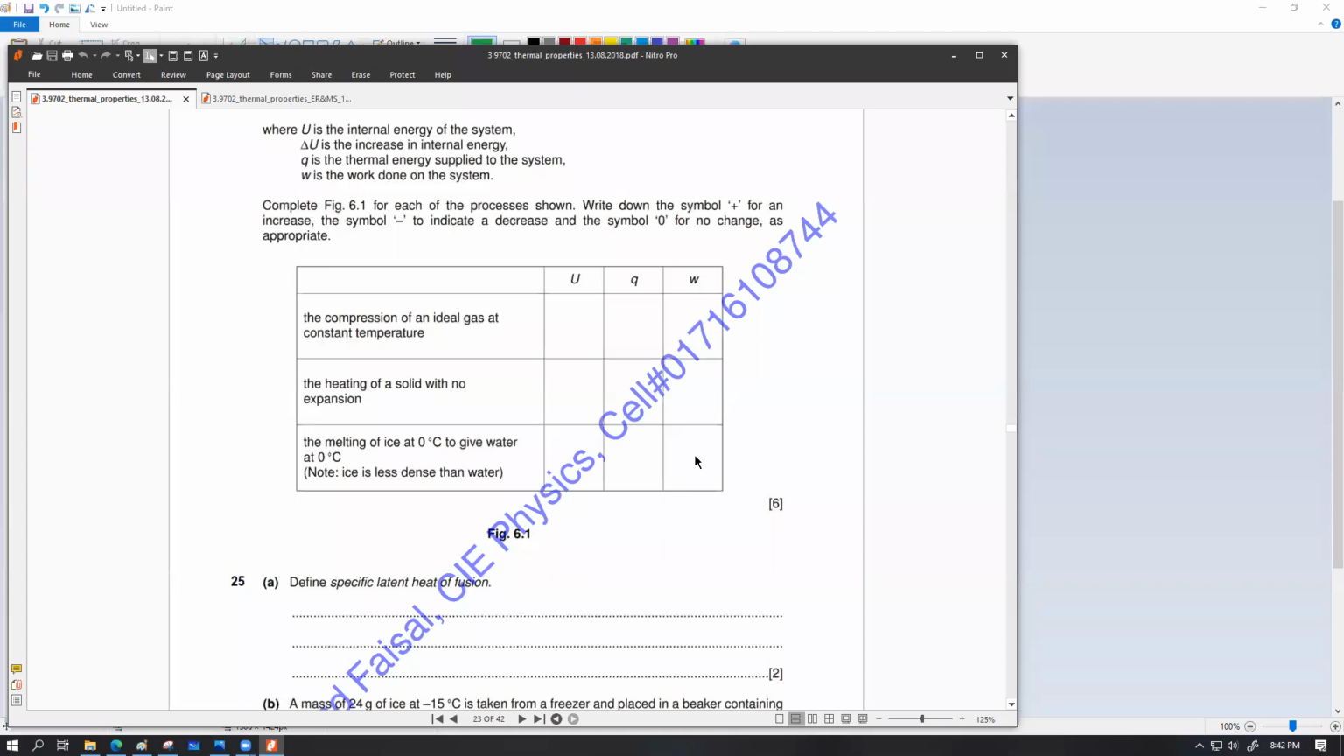0 was given, because they are assuming that whenever melting of ice at 0 degrees to give water happens, no external work would be done, either on the environment or from the environment. So W was considered to be 0. So in your CA syllabus, they are assuming that this density change would have negligible effect.